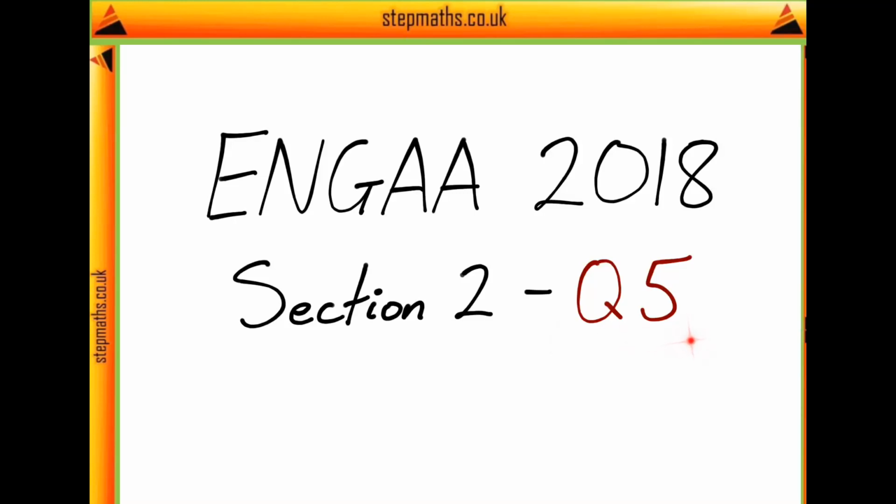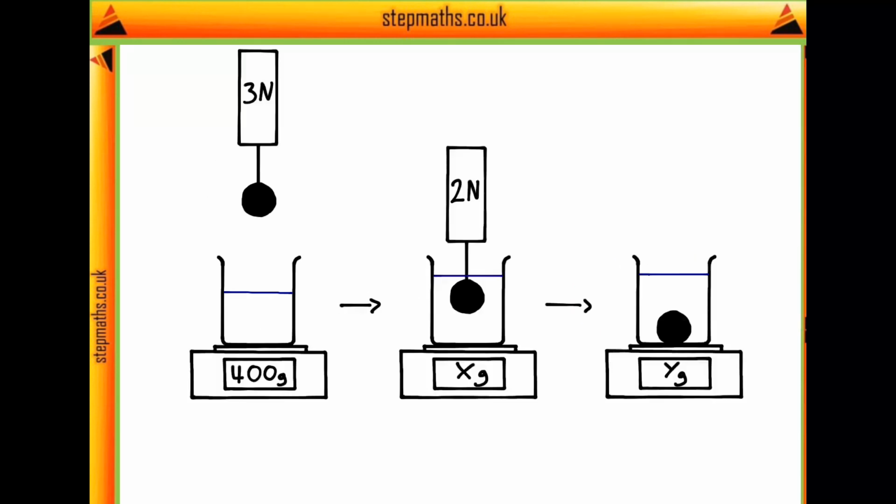Here we're going to look at question 5 from section 2 of the ENGAA 2018 paper. In this question, we're given the following scenario. We initially have a mass hanging by a Newton meter which reads 3 newtons above a beaker on a set of scales which reads 400 grams. Then the ball is fully immersed inside the water in the beaker on the scale, and the Newton meter reads 2 newtons at this point.